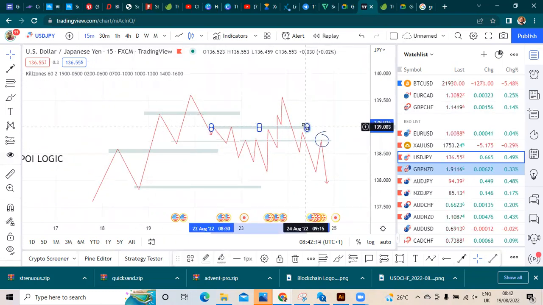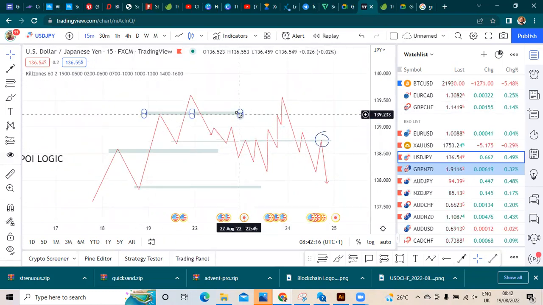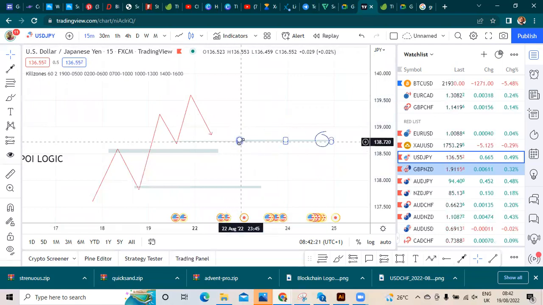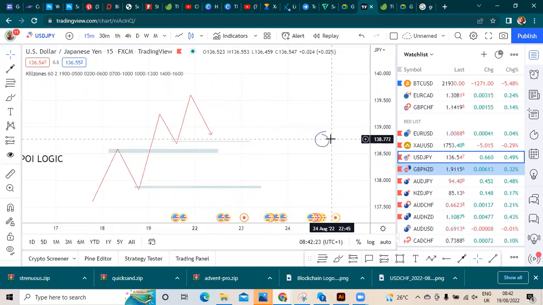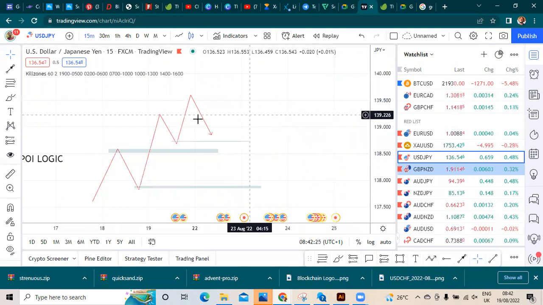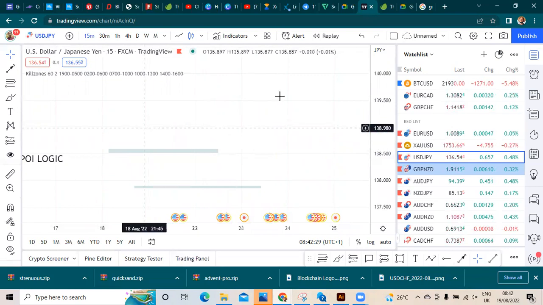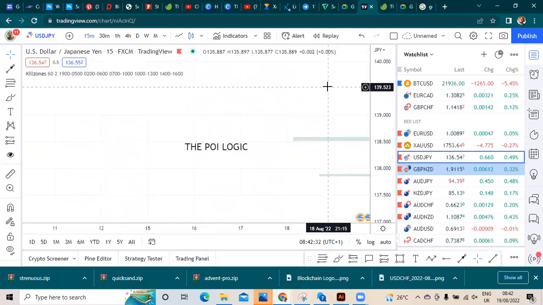So that's how the price action logic works. But now coming to SMC, I had to first of all show you guys how the price action logic works, so that you guys can understand. For those of you that have no knowledge about price action trading, you can understand what they do.